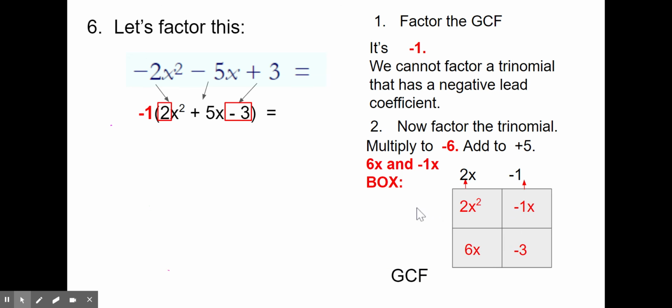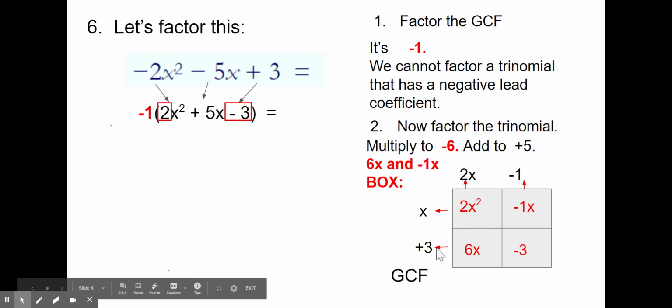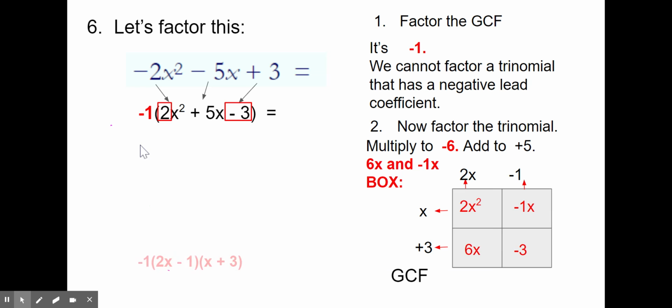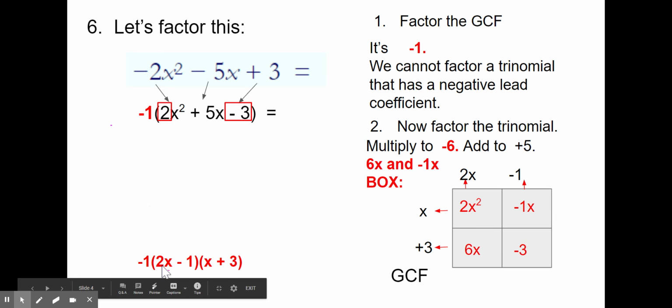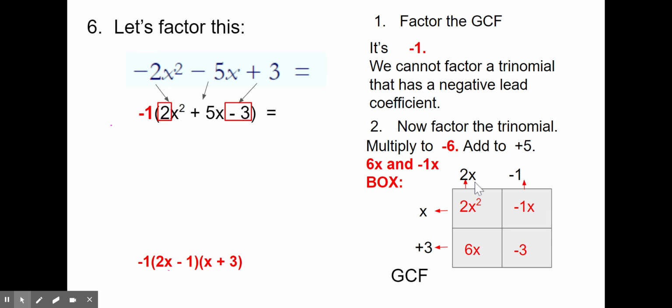Now let's look at the side of the box. So 2x squared and negative 1x, well, 2 and negative 1 don't have a GCF, but x squared and x, we get x. And 6x and negative 3 have a GCF of 3. Remember, because it's a positive lead coefficient, we can pull out a positive. So don't forget to bring down your GCF of negative 1. And your two binomials are 2x minus 1 and x plus 3.